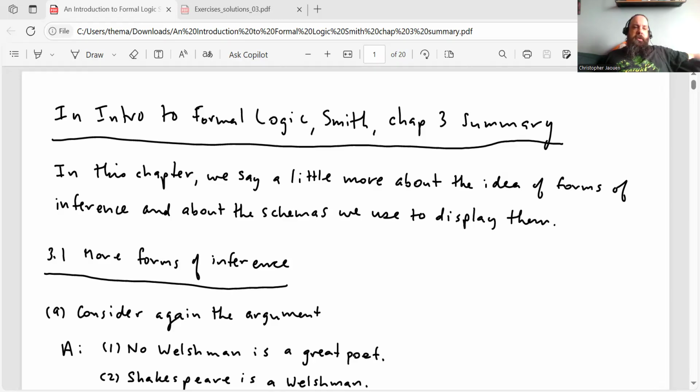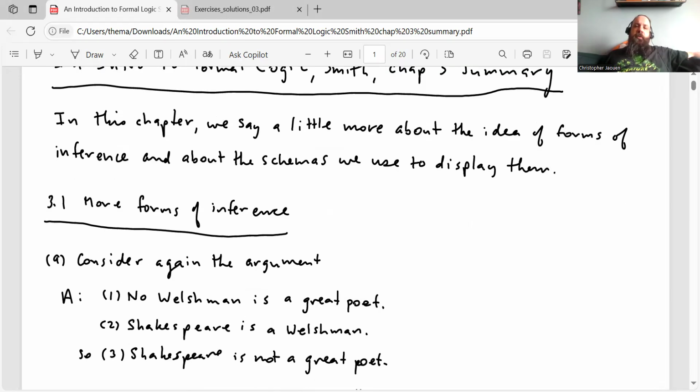Okay, so in this chapter, we say a little more about the idea of forms of inference and about the schemas we use to deploy them. So we said in previous sections, the subject of logic studies the form of arguments or the structure of inference steps, right? And we talked about what a deductively valid argument is, and so on and so on.